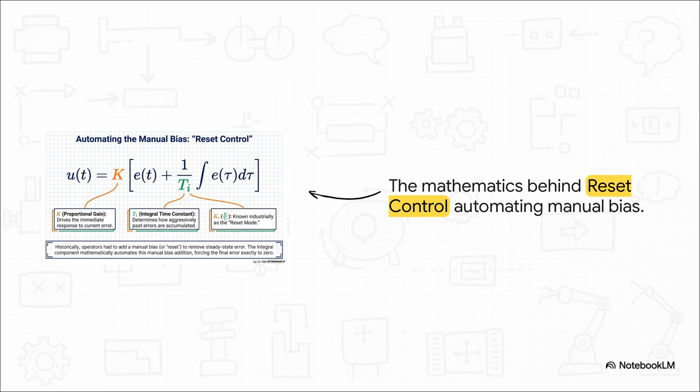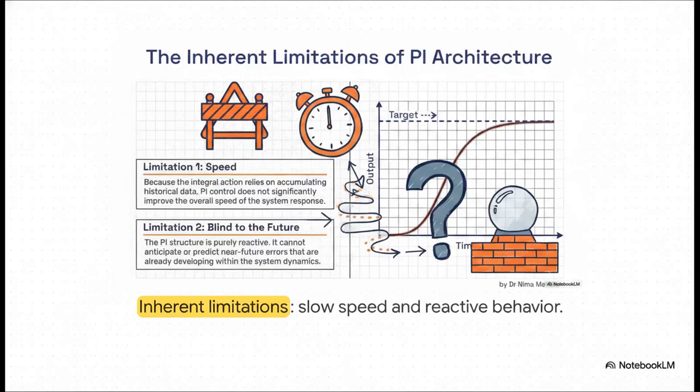Historically, operators actually had to add a manual bias, or reset, to remove steady-state error. The integral component mathematically automates this tedious task, forcing the final error exactly to zero. However, we have to be realistic about the inherent limitations of the PI architecture. The first big limitation is speed. Because the integral action relies heavily on accumulating historical data, PI control doesn't significantly improve the overall speed of the system response. You end up with a slow response curve to reach the target.